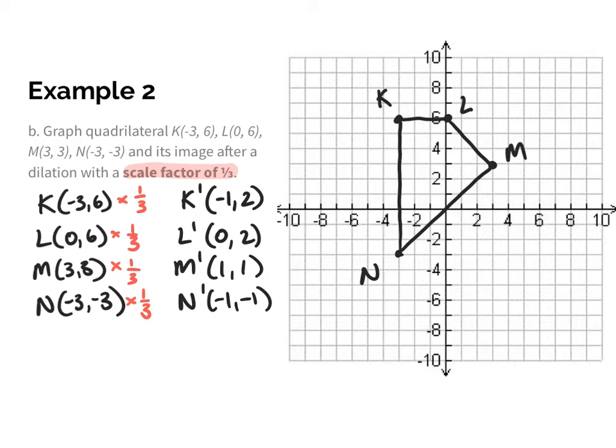And what I will get here is -1, 2 for K prime, 0, 2, 1, 1, and -1, -1 for my image location. And then I'll show it here in red, plotting those 4 new points. I'll get my image, which will be the dilation of that original shape. And then look at that. Isn't he cute? That is the quadrilateral K prime, L prime, M prime, and N prime. Looks the same shape as our original object. The only difference now is that it is a third. It is 1/3 times smaller than what it was originally.